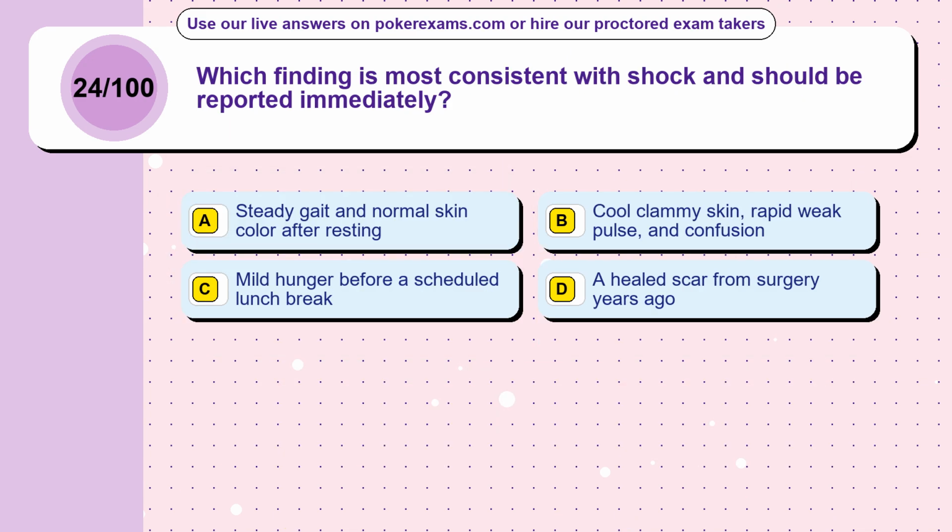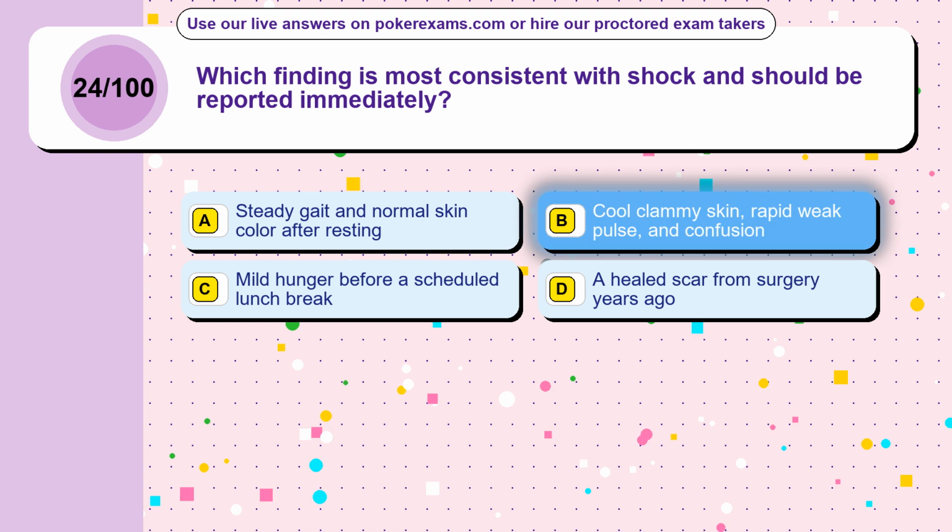Question 24. Which finding is most consistent with shock and should be reported immediately? Option A, steady gait and normal skin color after resting. Option B, cool clammy skin, rapid weak pulse, and confusion. Option C, mild hunger before a scheduled lunch break. Option D, a healed scar from surgery years ago.